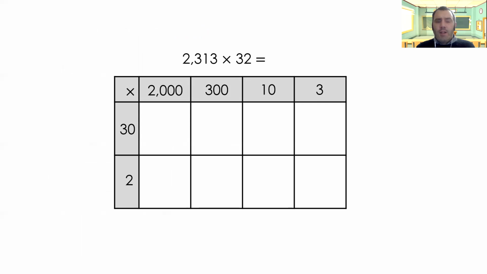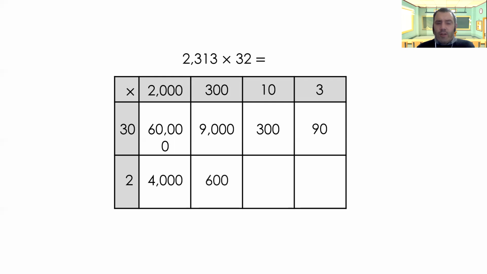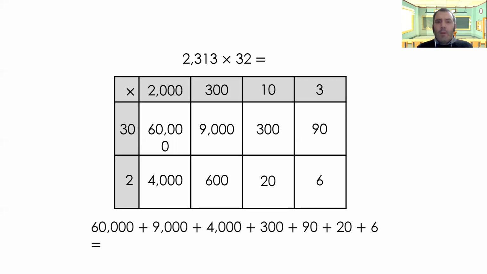Solving it, 30 times 2,000 for 60,000. 30 times 300 for 9,000. 30 times 10 for 300. 30 times 3 for 90. And then we're going to multiply again by 2. So 2,000 times 2 is 4,000. 300 times 2 is 600. 2 times 10 is 20. And 2 times 3 is 6. All we need to do now is add all of these together, which will give us our answer of 74,016.